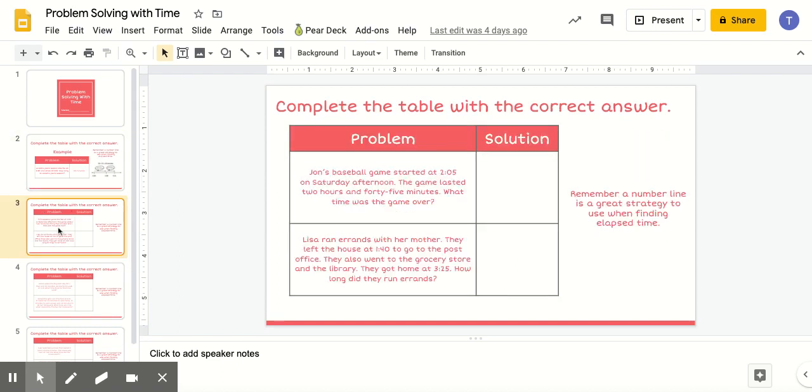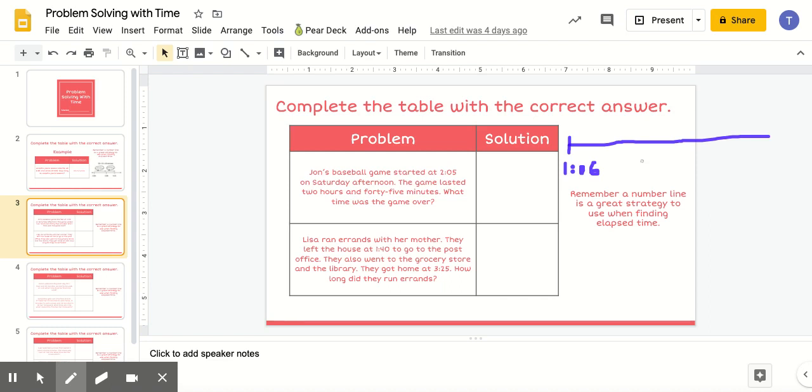If you look at our next example, it says John's baseball game started at 1:05 on Saturday afternoon. The game lasted 2 hours and 45 minutes. What time was the game over? So I'm going to draw a number line. And I started at 1:05. Okay, and then it says that it lasted 2 hours.